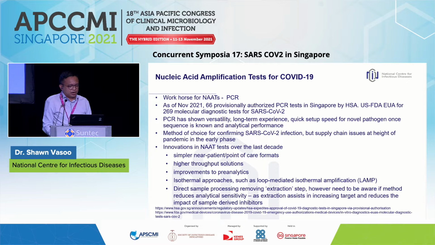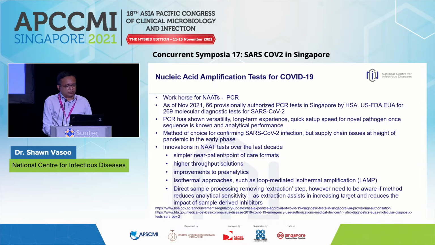Now, PCR is the method of choice, or NAT test, for confirming SARS-CoV-2 infection, but I think we must remember there were supply chain issues at the height of the pandemic. Innovations in NAT tests over the last decade include simple near-patient point-of-care formats, higher throughput solutions, improvements to pre-analytics, and also isothermal approaches like loop-mediated isothermal amplification, or LAMP testing.